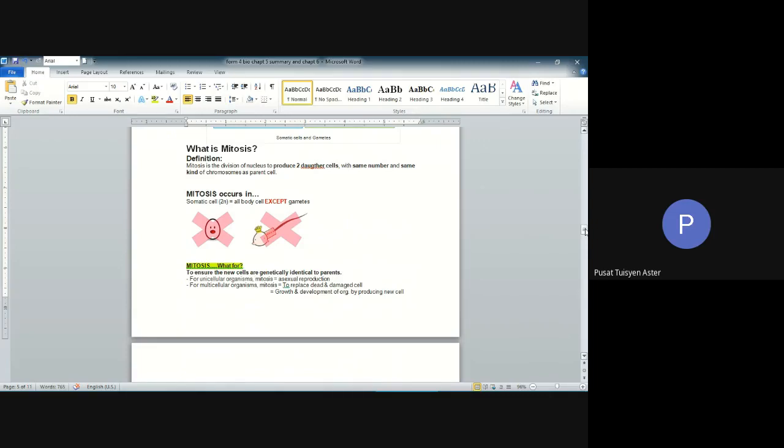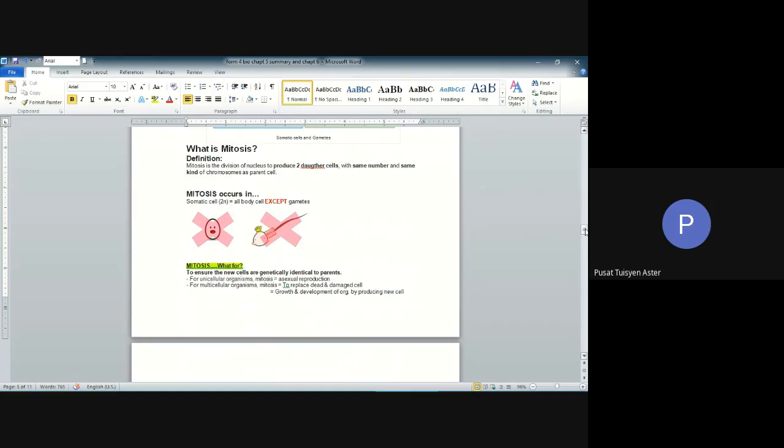For unicellular organisms, mitosis is asexual reproduction. For multicellular, it is to replace dead or damaged cells or for growth and development of organs by producing new cells. So this is how it works. Unicellular, they are not multicellular like us, right? What are unicellulars? Back. The bacteria, the small unicellular ones, they carry out asexual reproduction.